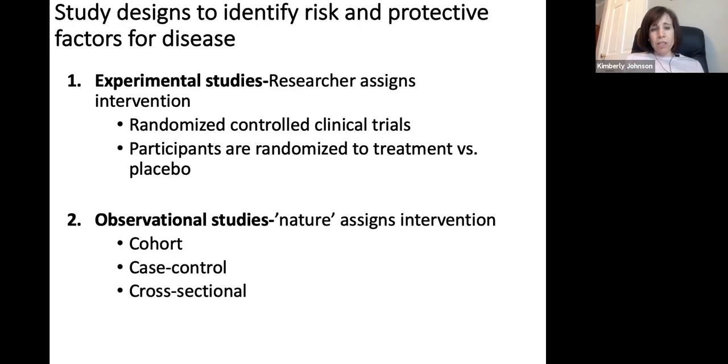And the second major category of study designs that we use to understand the causes of disease are called observational studies, where nature assigns intervention, meaning we as researchers don't tell people to change any of their behavior. We simply assess what their behavior is or what they've been exposed to in the past. And there's three major types of observational studies. One is a cohort study. I'm going to get into that as an example in a minute. Another is a case control study, where we compare exposure histories in cases, people with disease, to those without disease, to see if they're more frequent in people with disease. And then a cross-sectional study is where we assess both the exposure and the disease at the same time, usually on a survey.